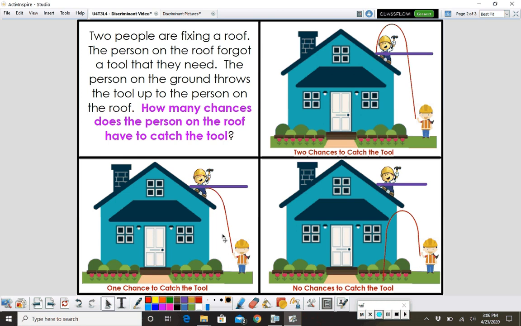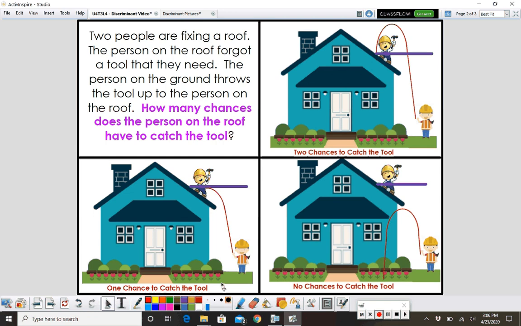In this scenario, the person throws it just high enough to reach their hand one time, so there would be one solution or one chance to catch the tool. And down here, the toss doesn't even go high enough that they could catch it once, so there would be no solutions or no chances to catch the tool.